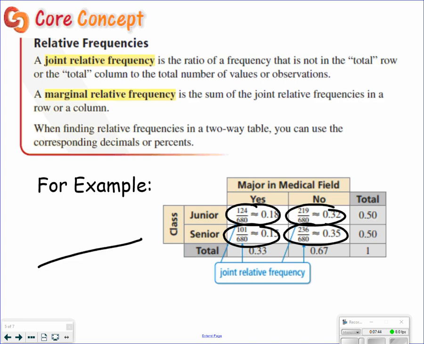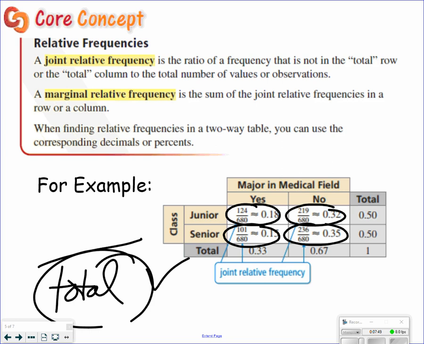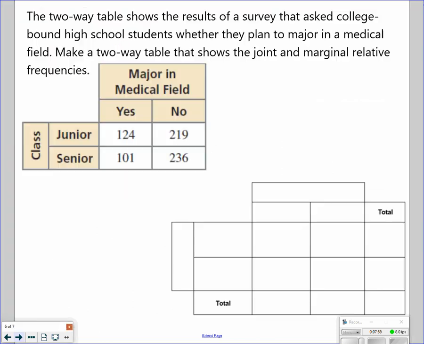So here's the one thing I would remind each of you. Always divide by the total. So when you're talking about this, whether you're talking about joint relative frequencies or marginal relative frequencies, you're always going to divide by the total. So in this particular situation, all of it stays the same. You still got yes, you still got no, you still got the major, and you still got the class. So we're talking about juniors and seniors.